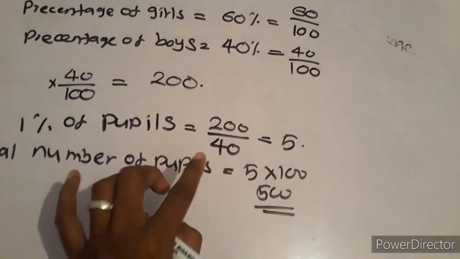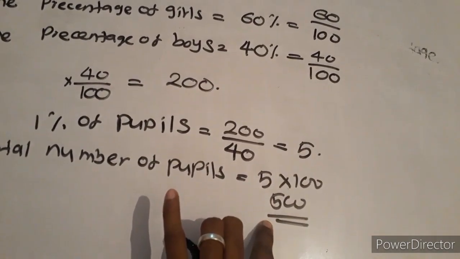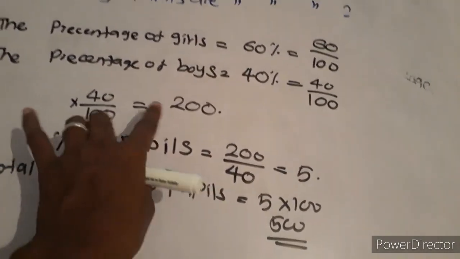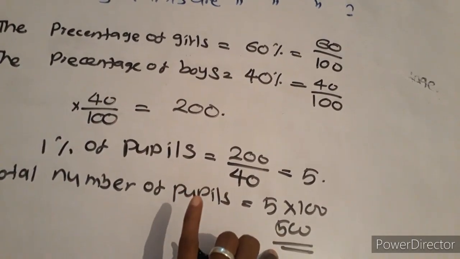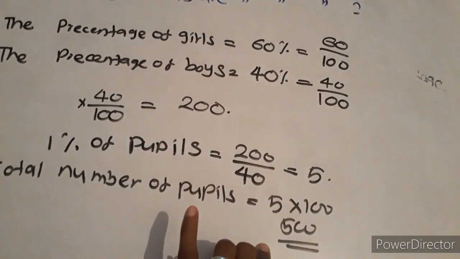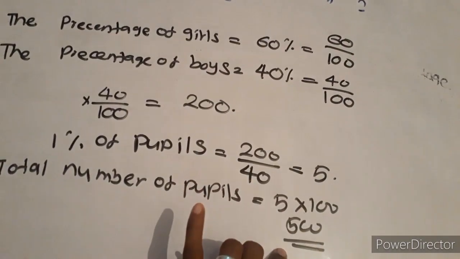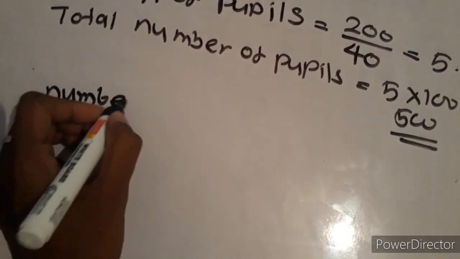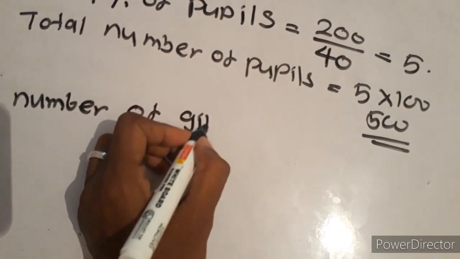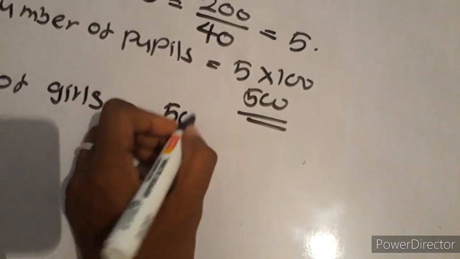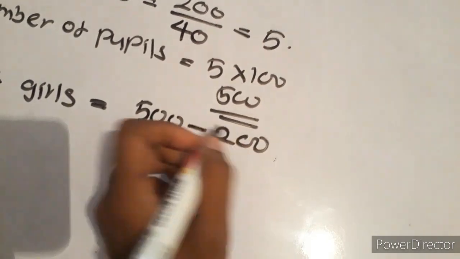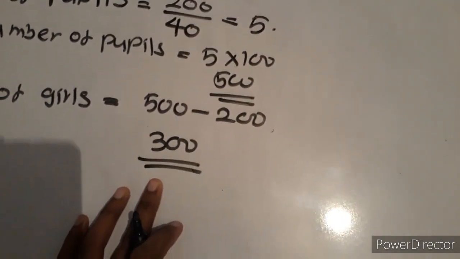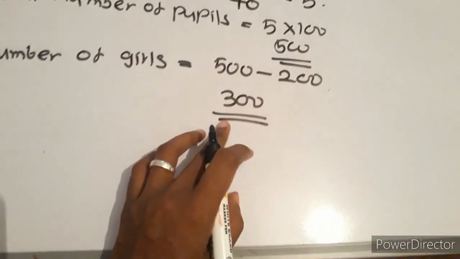So if the total students are 500, and boys are 200, then how many girls are there? The total amount is 500. We have to subtract 200 from the 500. Then we can find out the number of girls. Equals 500 subtract 200. Then the answer is 300.